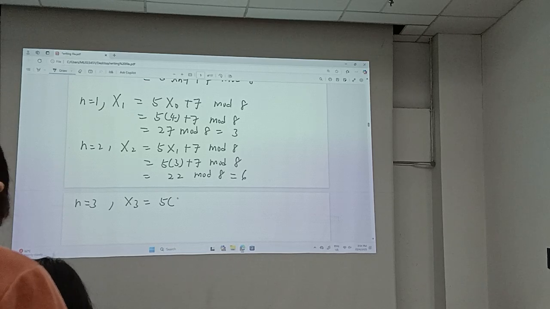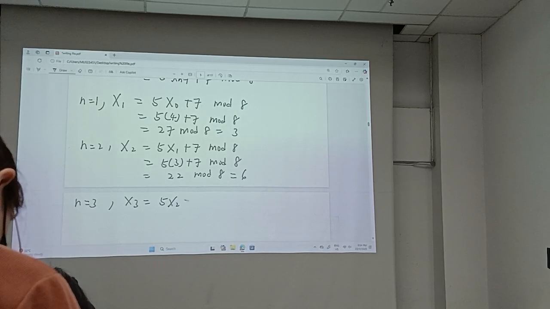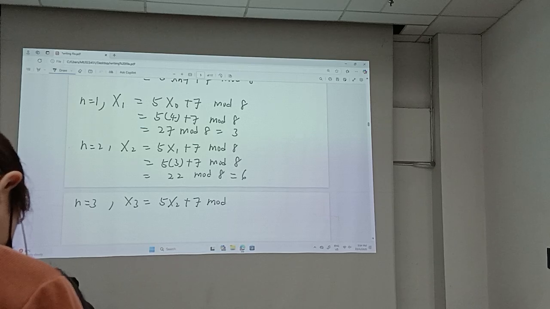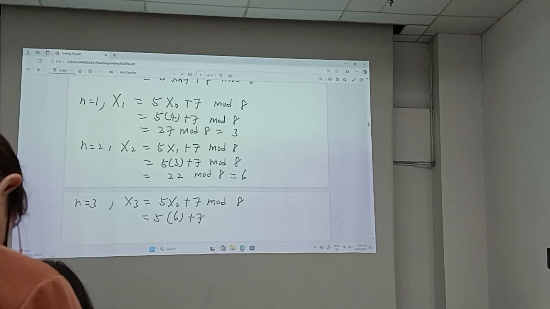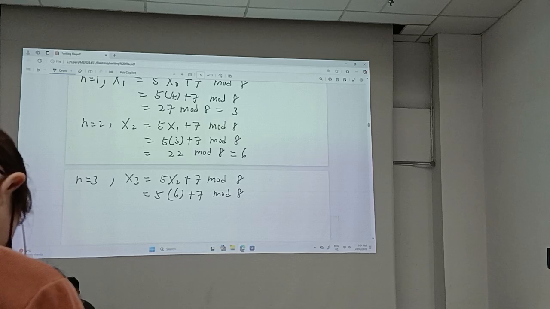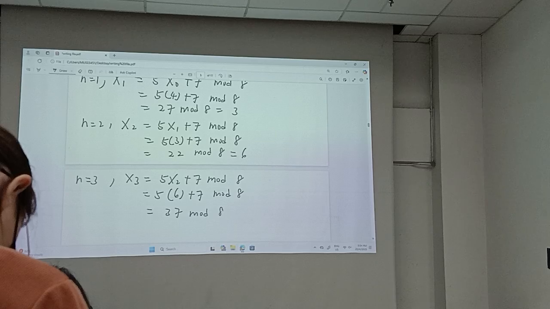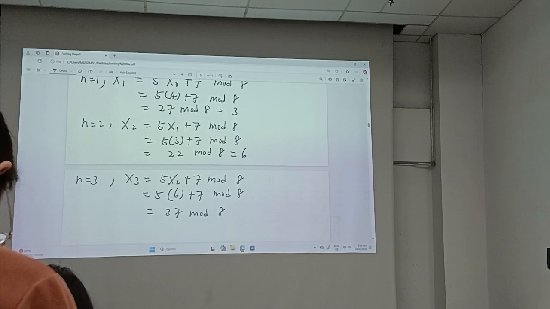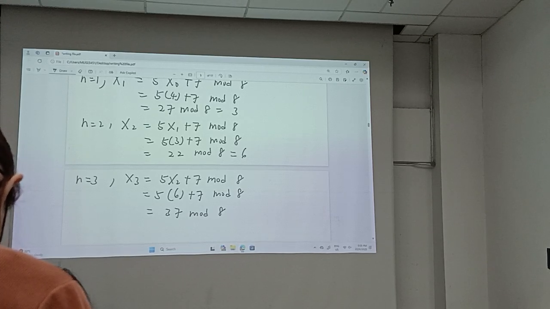Next, 5 times S2, right, plus 7. So S2 equals 6. That equals 37. 37 divided by 8, what's the remainder? 5, yes.